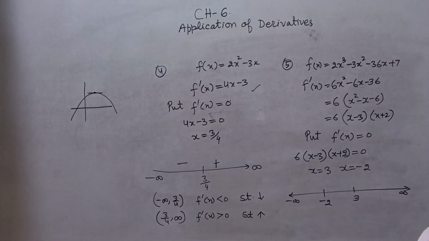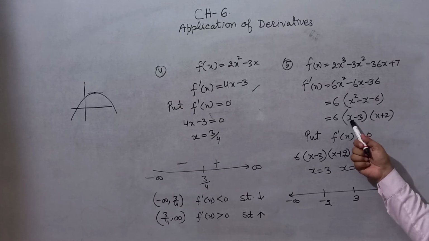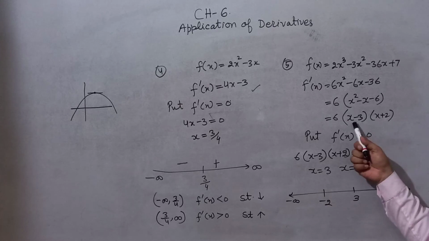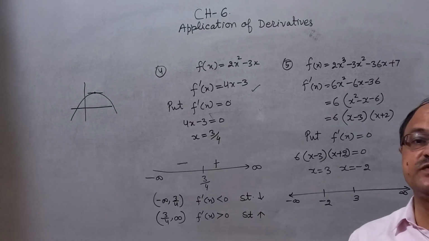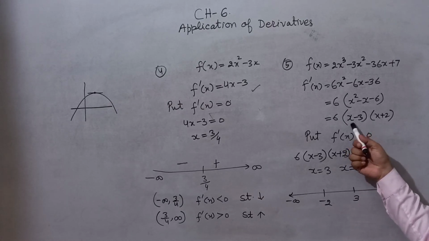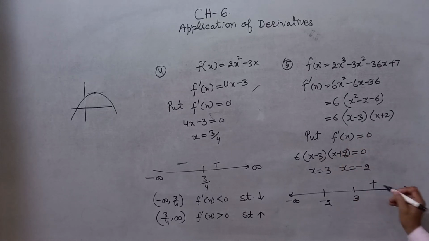Now check the behavior of the function. Suppose we choose any value from the interval 3 to infinity. Suppose I write 4. When you put 4 here, 4 minus 3 is 1, 4 plus 2 is 6, 6 into 1 is 6, 6 into 6 is 36. It means positive. We just have to check the sign, positive or negative. 4 minus 3 is positive, 4 plus 2 is also positive. Positive into positive into positive, the sign is positive.